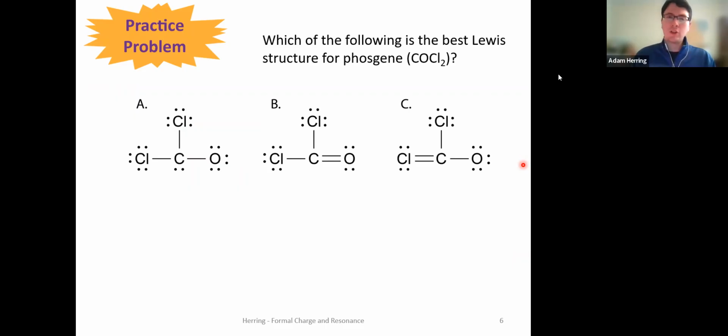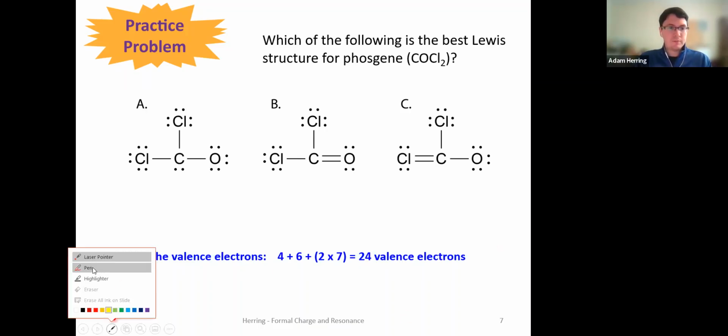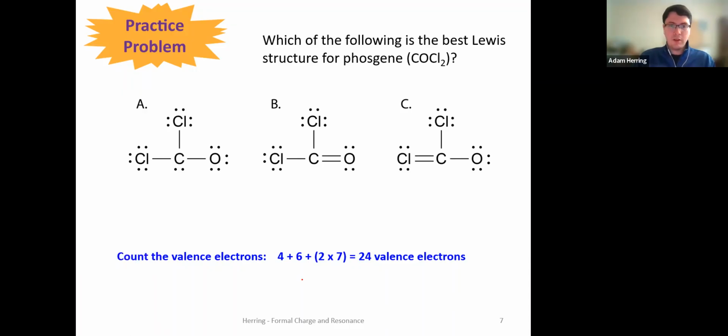Well, as we just saw, the first step to drawing Lewis structures is to count up the number of valence electrons. When we do that, we see that there are 4 electrons from the carbon atom, 6 electrons from oxygen, and then 7 electrons each from the chlorines. So again, we've got our carbon, oxygen, and then the chlorine atoms. That adds up to be a total of 24 valence electrons.